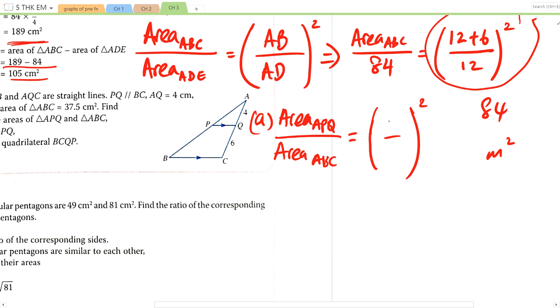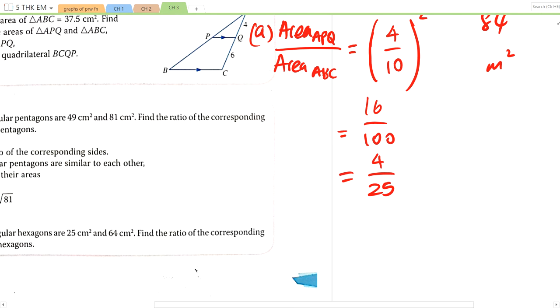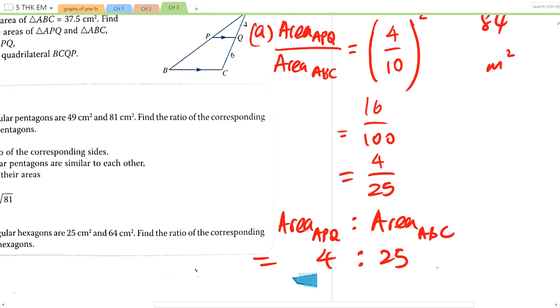APQ, I've got a 4 over there. And ABC, I've got a 6 plus 4, which is 10. So this gives me 16 over 100, which is 4 over 25. So my final step, I will show ratio of area. Area APQ to area ABC equals to 4:25. So this is my final answer.